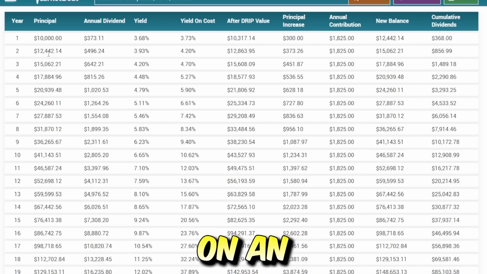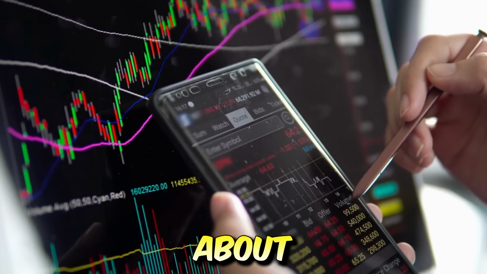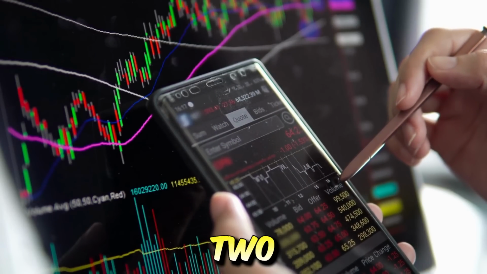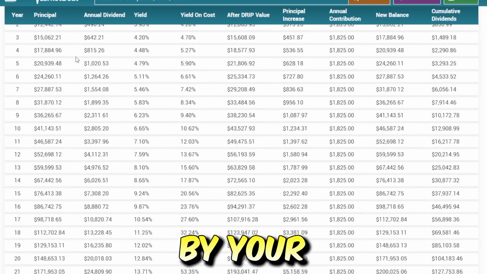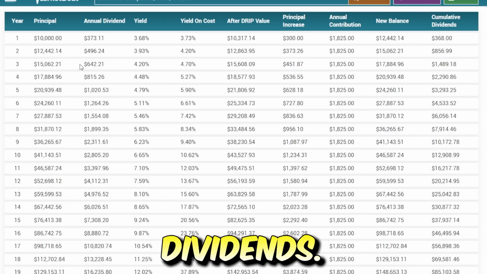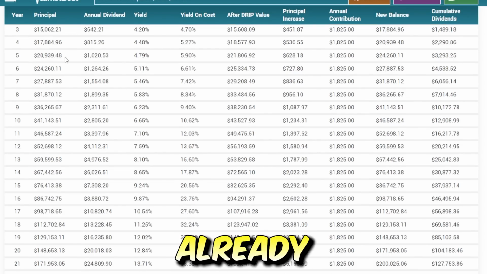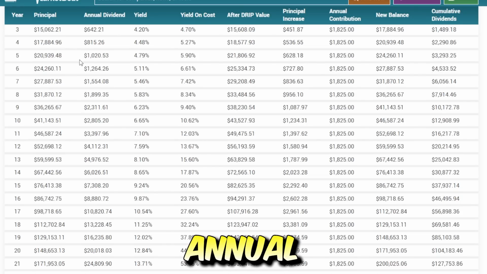Now, if this investor was just to spend $5 per day buying more SCHD on an automated program, through the automated investing strategy that we talked about earlier, this investor after year number 2 would have $12,442 worth of SCHD and just under $500 per year in dividends. By year number 3, this investor would have over $15K worth of SCHD and $642 worth of annual dividends. By year number 5, this investor would already have over $20,000 and over $1,000 per year in annual dividends.